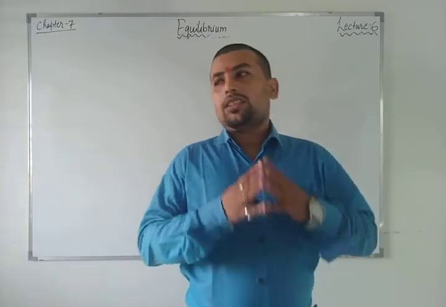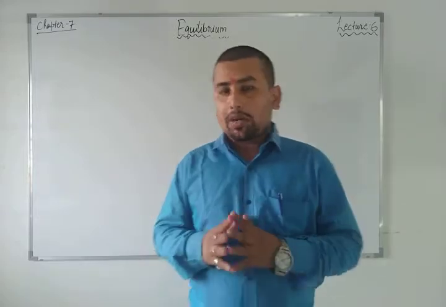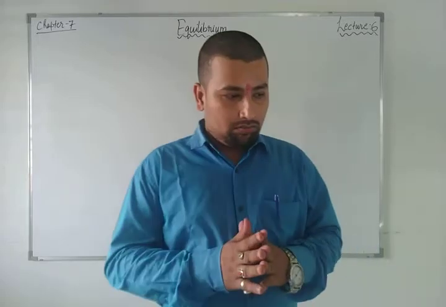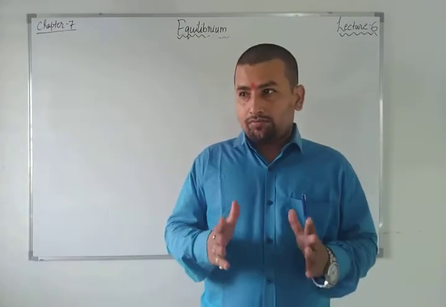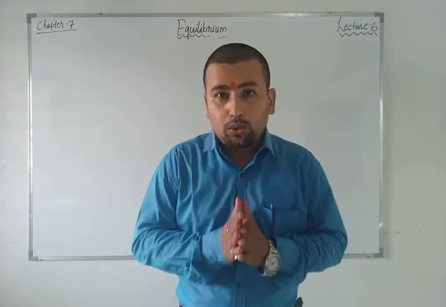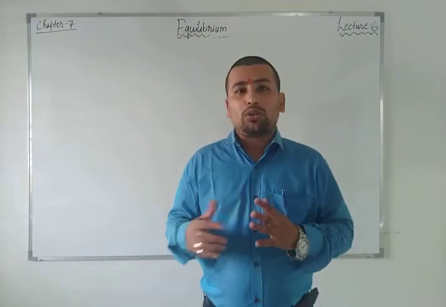Till now, in all the 5 lectures of this equilibrium chapter, class 11, chapter number 7, we have discussed, first of all, what the equilibrium state is. When the backward reaction and forward reaction rates become equal, that state is called the equilibrium state. And then we have discussed equilibrium.